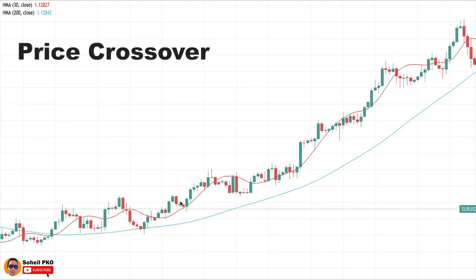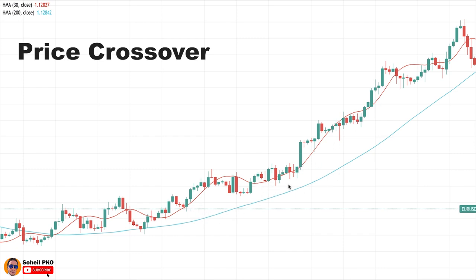We can use the Hull moving average for buying or selling signals simply when price crosses it. When the price moves above the moving average line, this is considered bullish, and when the price moves below the moving average line, it's considered bearish. But this generates many false signals, especially when the market is flat, and a better and safer way to trade based on price crossovers is to have also a longer moving average that shows us what the overall trend is, so we trade in the direction of the market.